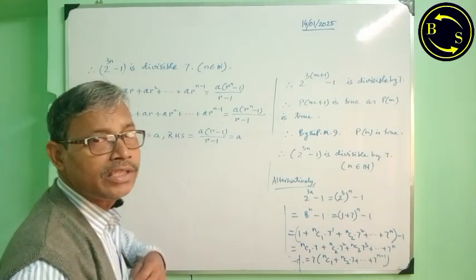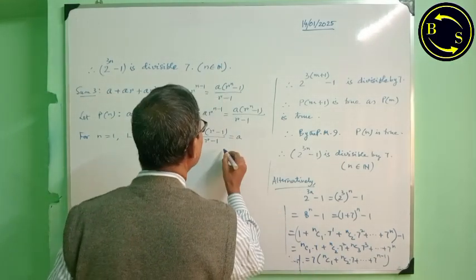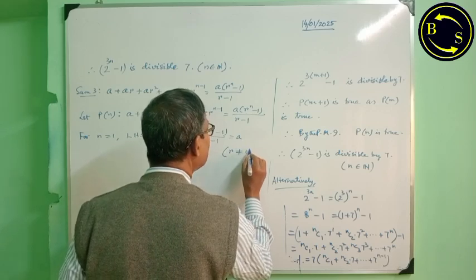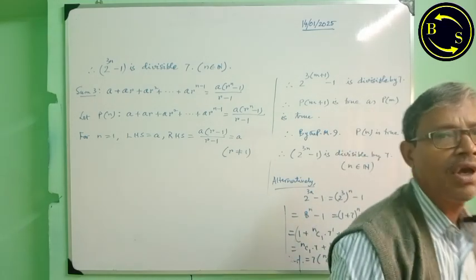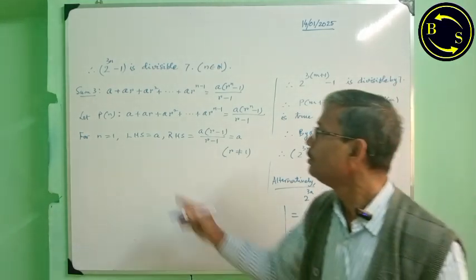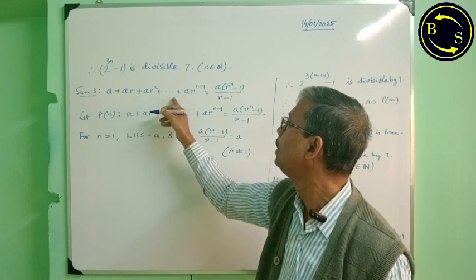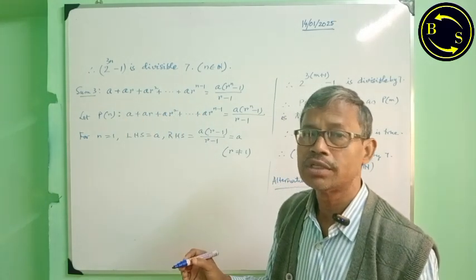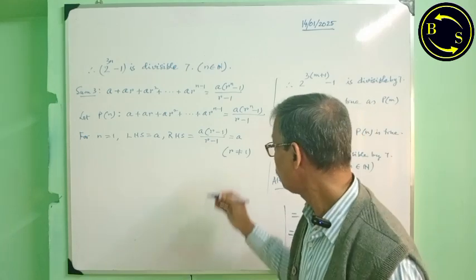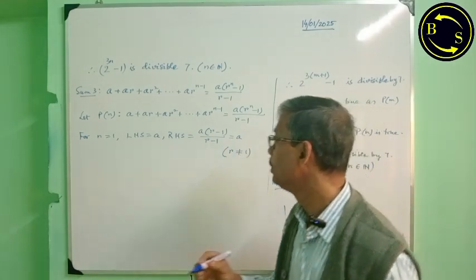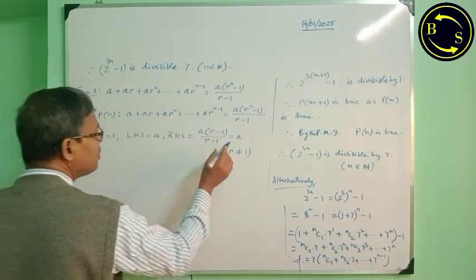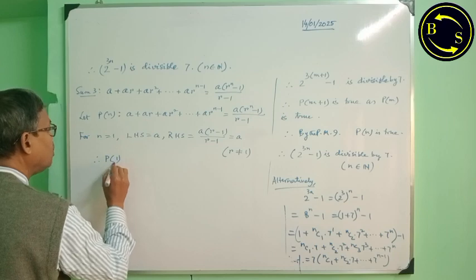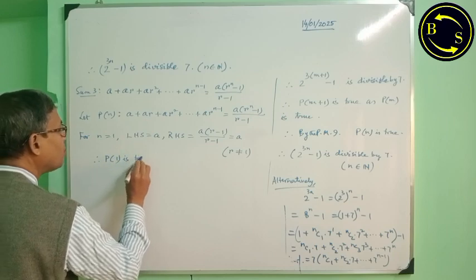Since R minus 1 is there at the denominator, therefore it is quite natural R is not equal to 1. Also one thing, if R be 1, then each term will be A. That means no geometric progression exists. Therefore, it is clear R is not equal to 1. Now I find LHS, RHS equal. Therefore, P1 is true.